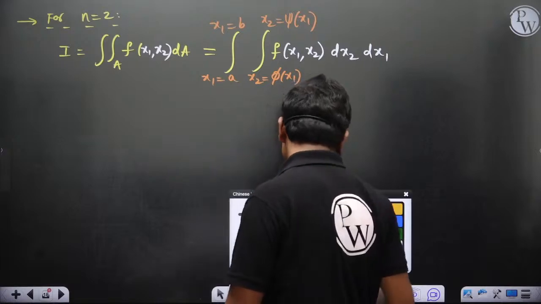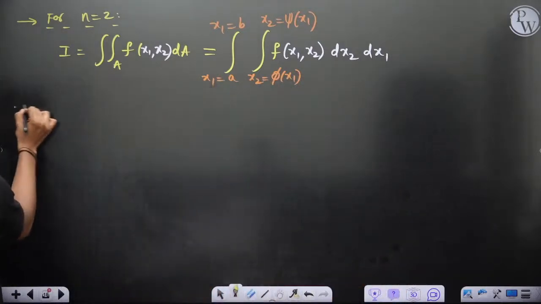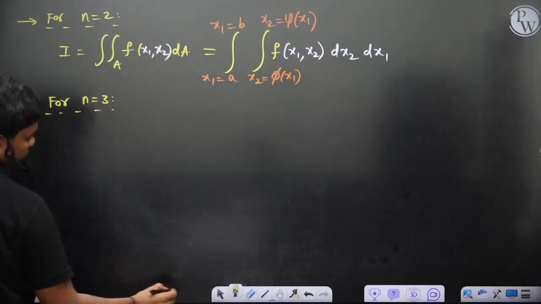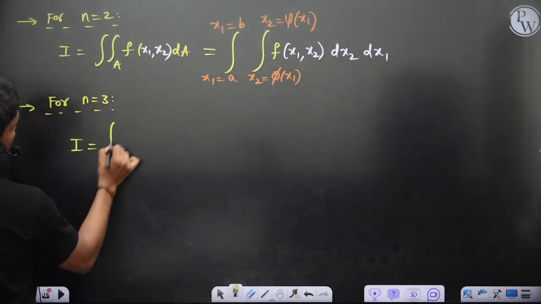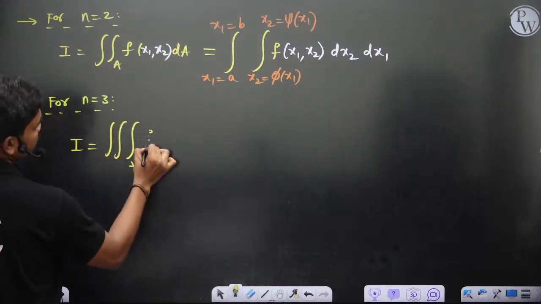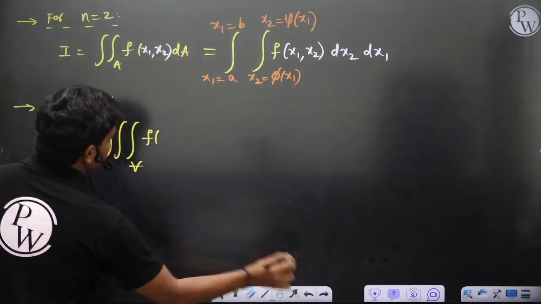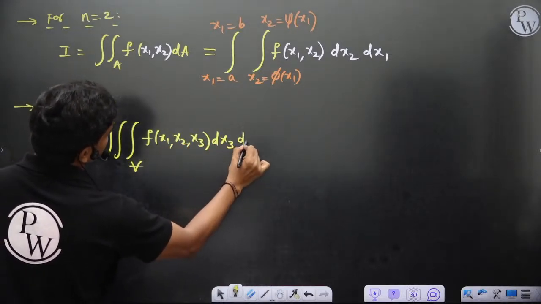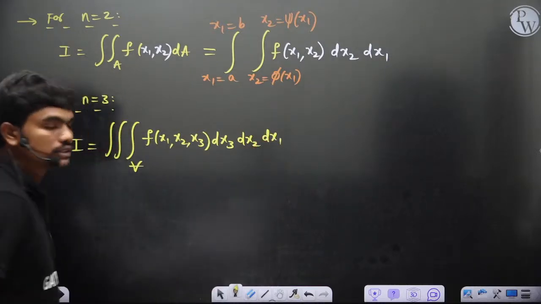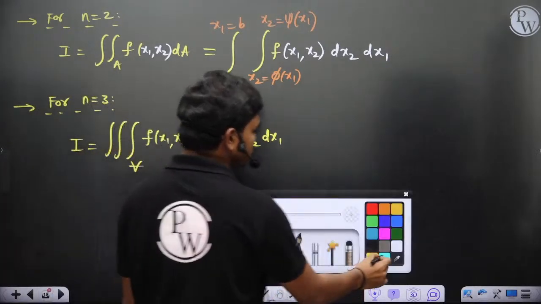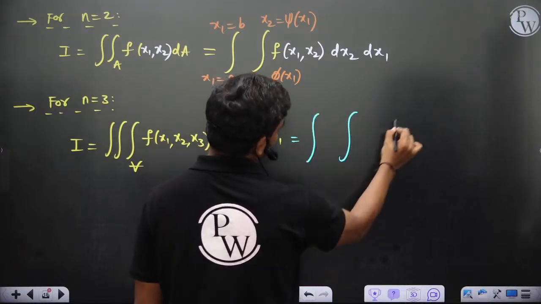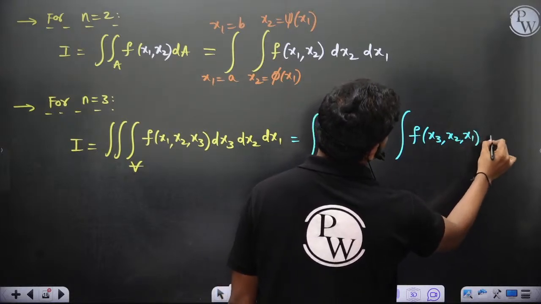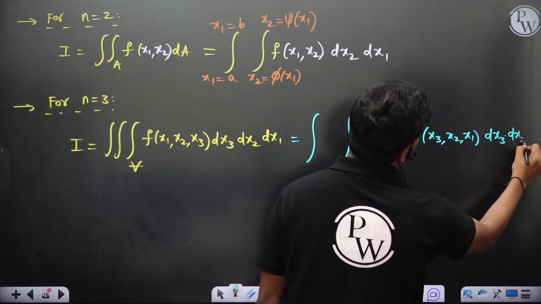For n equal to 3, what happens? Look, for n equal to 3, I is equal to, let's say it's a volume integral over some volume V, f of x1, x2, x3, dx3, dx2, dx1. Once you have this, we write the limits in such a form. Let's say you have dx3 chosen, then dx2 and dx1.